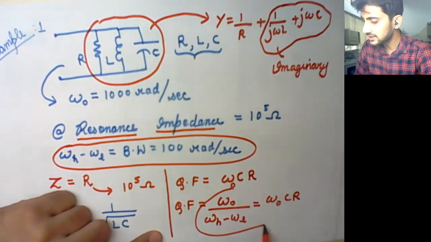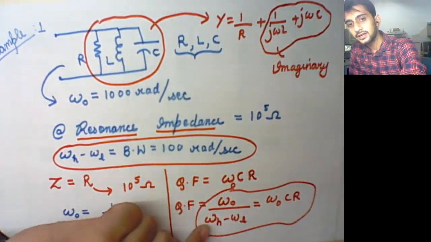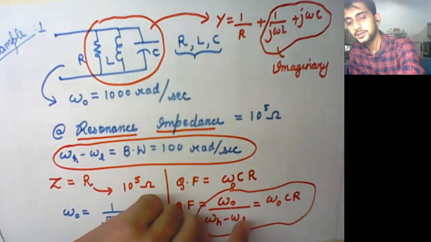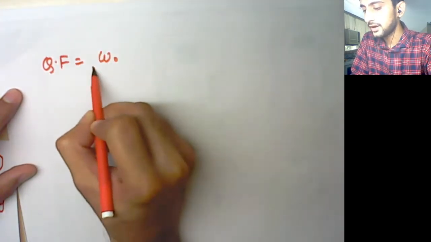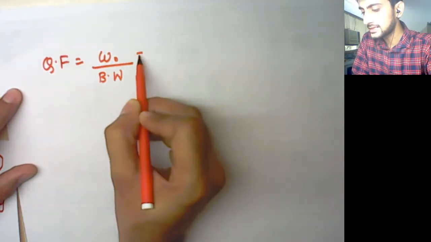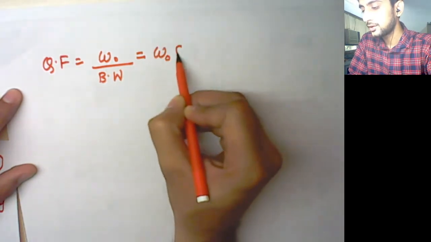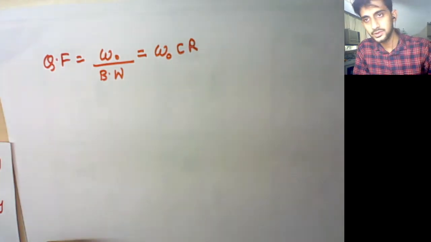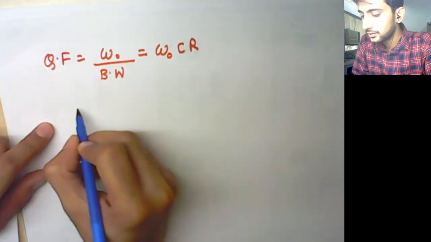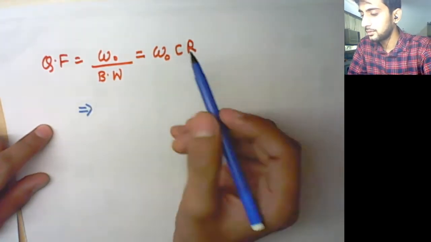So we will use this particular formula, that quality factor, which is equal to omega naught upon omega H minus omega L, or I can say that quality factor is equal to resonant frequency upon bandwidth, and this is equal to omega naught R into C. ठीक है, ये जो जनरल टेबल आपको बनवाई थी आप उससे देख सकते हैं. Now you use your formulas over there.